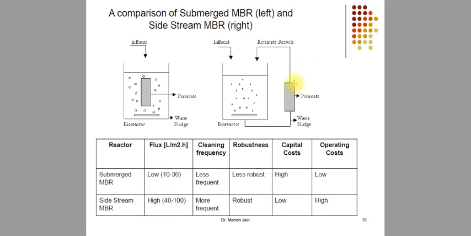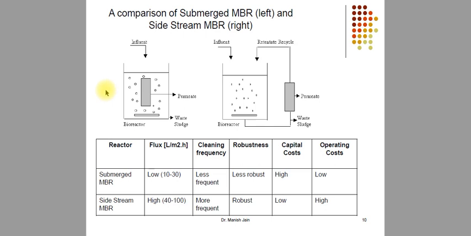In the side stream reactor, you may achieve higher fluxes, because you may apply a higher driving force. Cleaning is not easy in the submerged bioreactor. It is less frequent, and in the side stream bioreactor you can easily clean the reactor. You can stop the circulation, and you can clean the reactor very easily.